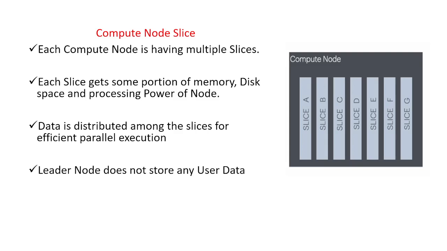Now, this concept is very important: slices. Whenever Redshift processes the data in a compute node, it will divide this data into different slices. So each compute node has multiple slices. I've drawn the picture, A to G. These are the slices, and each slice gets a portion of the compute node's memory, disk space, and processing power. It will be distributed. The data is distributed among the slices for parallel execution, because if it's a larger set of data, maybe 6 million rows, each slice will get a million rows of the data, and it will process in parallel.